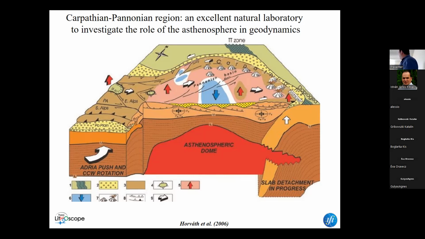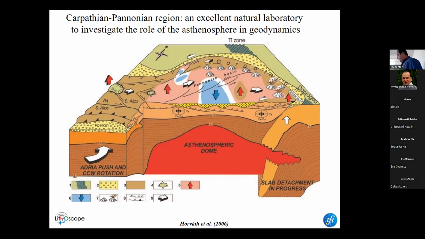And this is a cartoon from Frank Horváth's landmark paper. Frank played a key role in the geodynamics of the Carpathian-Pannonian region. I'm always very happy that a lot of people remember him, because I think he deeply deserved that.